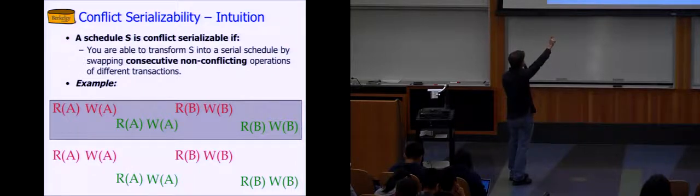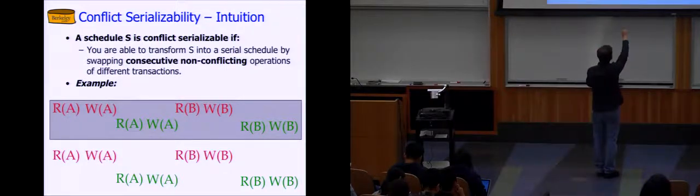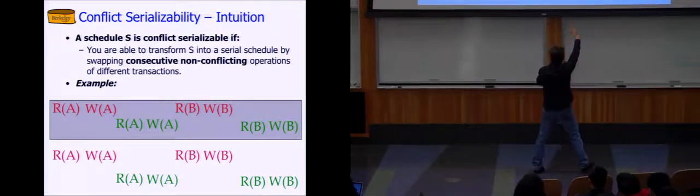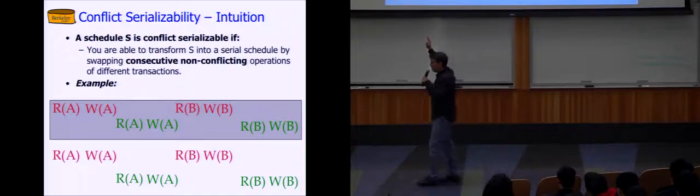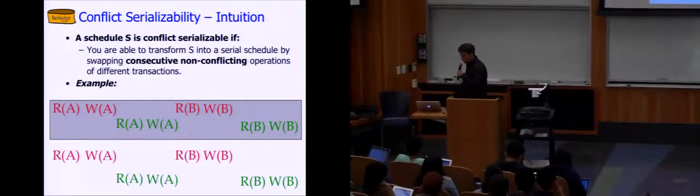So entirely within the box, time goes from left to right. First, transaction 1 reads A, and then it writes A. And then transaction 2 reads A and writes A. Transaction 1 then reads B and writes B. And transaction 2 then reads B and writes B. Okay? This sort of timeline of history is called a transaction schedule.